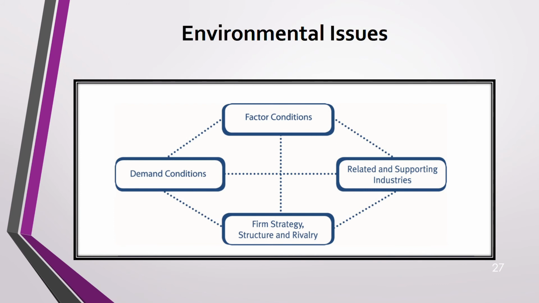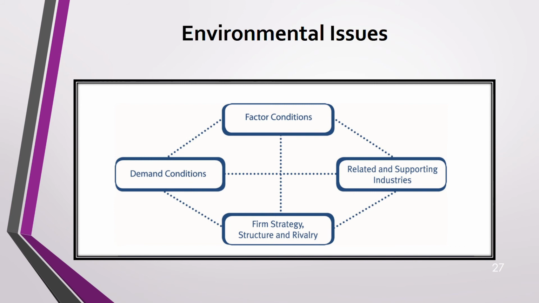Some industry has a demand. Some nation has a demand for a particular thing. That is demand condition. Then we have factor conditions. Factors could be so many things. Maybe they have the resources. Maybe they have natural resources in that country. Maybe they have staff who are skilled in that country. It could be anything. Then we have related and supporting industry.